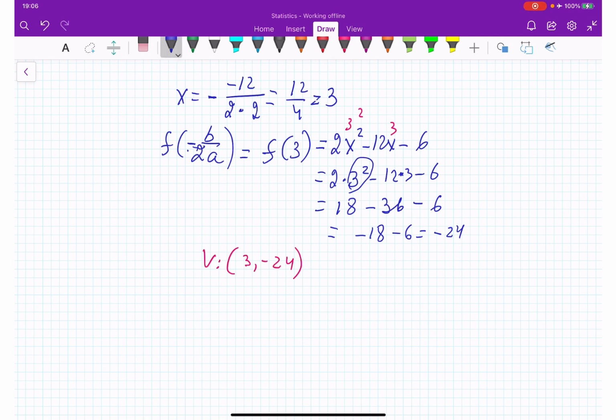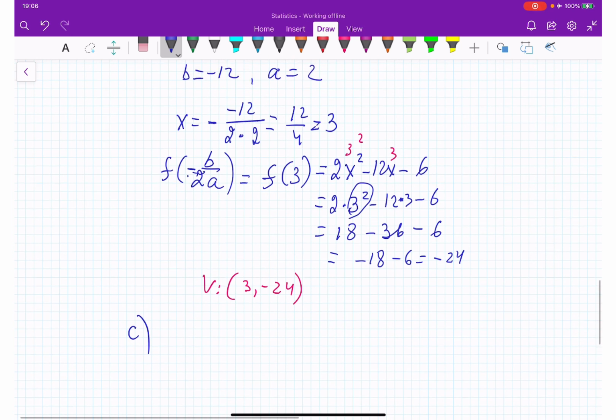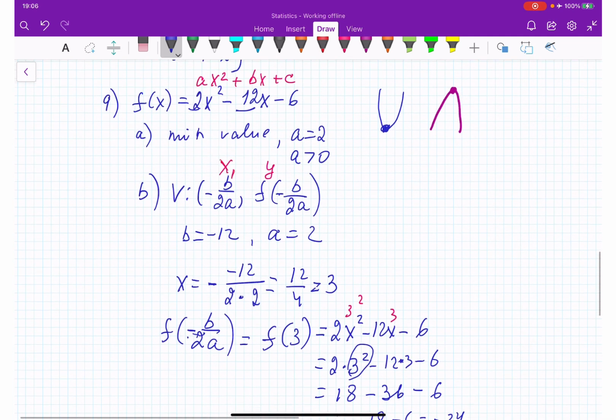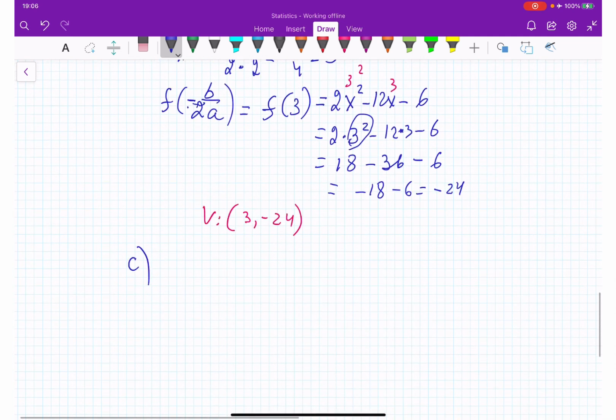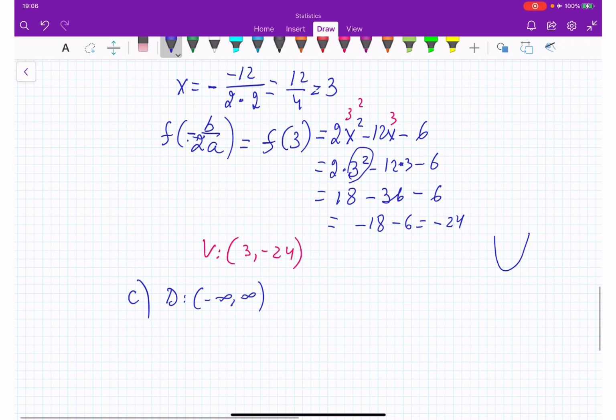And question number C. Let's see what it says. Identify the function's domain and range. Well, domain, since we know it's a parabola, is usually negative infinity to positive infinity. But the range, since we have the vertex as minimum, right? And this is 3 and negative 24. The range is going to be from negative 24 up to positive infinity, right?